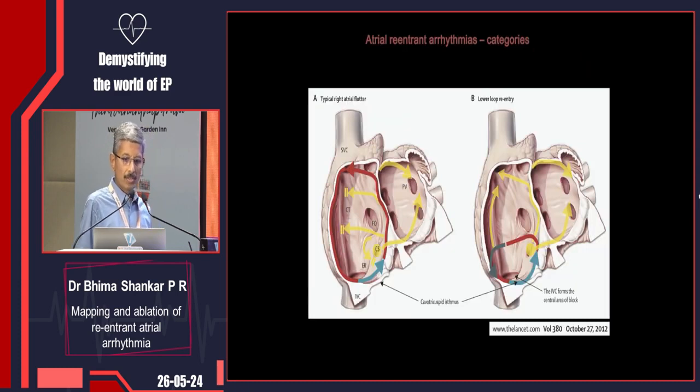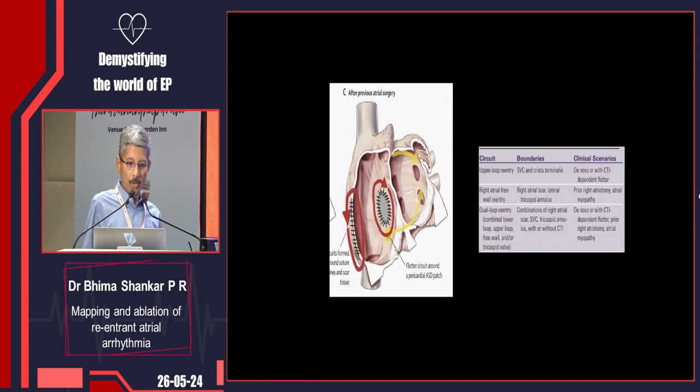So we'll move on to the categories of macro atrial arrhythmias. The prototype reentrant atrial flutter is the CTI-dependent flutter, which could be either clockwise or counterclockwise. And the lower loop atrial flutter is also CTI-dependent. This can most often be de novo, and this is the prototype to understand what macro reentrant tachycardias are. To classify macro atrial tachycardias, we can classify them as CTI-dependent and non-CTI-dependent. This has implications both for therapy and your outcomes of ablation.